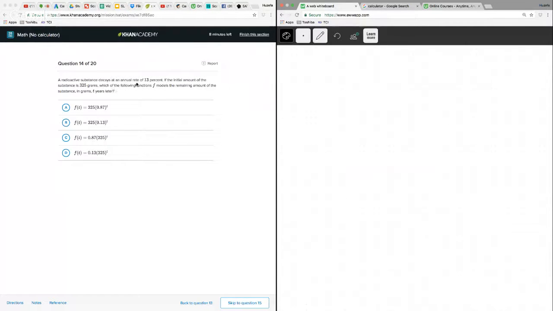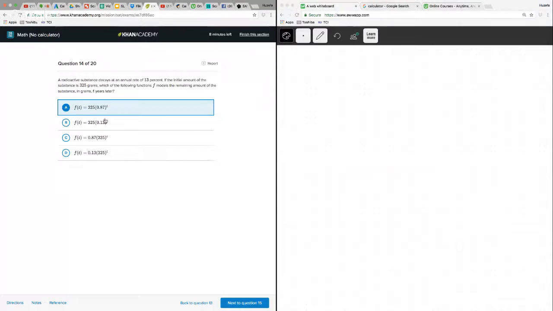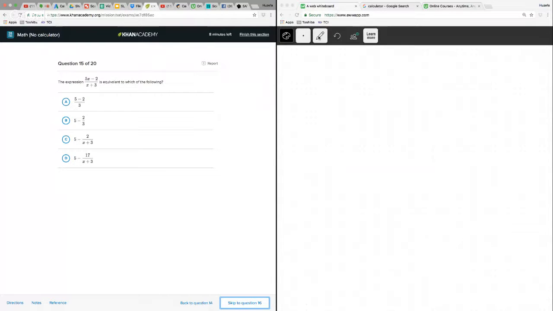A radioactive substance decays at an annual rate of 13%. The initial amount of substance is 325. Which of the following models the amount over time? And I'm just going to tell you it's A, because we don't want 13% in here. We want 0.87, because that's how much is left. All right, I'm going to have to go fast.